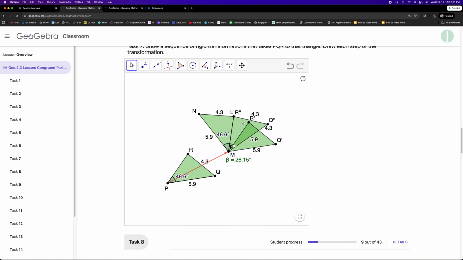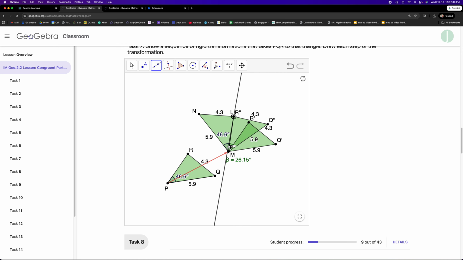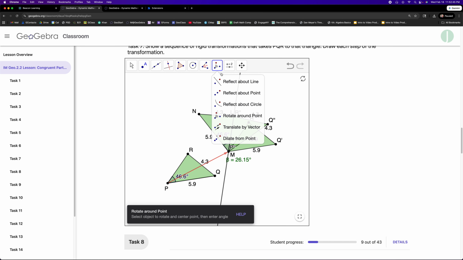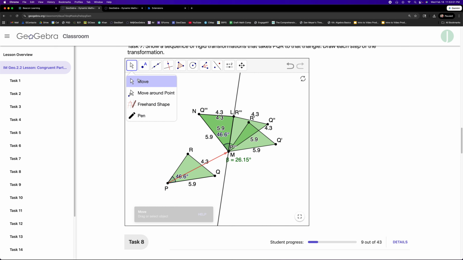Now we have to reflect it, and we're going to reflect it across this line right here. Let me put a line in there just so we can see it. This is the line we're going to use for reflection. So we're going to reflect about line, selecting this triangle here just by clicking in there, and then choosing this right here as our line of reflection. Boom, and it matches perfectly, right? You can even see the numbers here matched up.